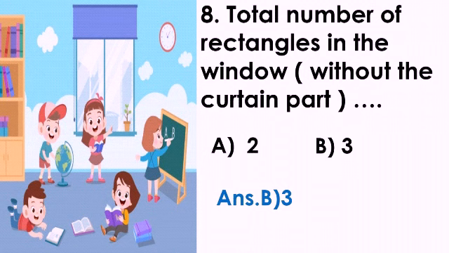Read the 8th question. In the 8th question, what is written? Total number of rectangles in the window without the curtain part. That means you have to leave the curtain part. You have to find the total number of rectangles in the window part. So the rectangles are 1, 2, these 2 parts of the window, and the whole window itself is a rectangle. So the answer will be option B, 3.